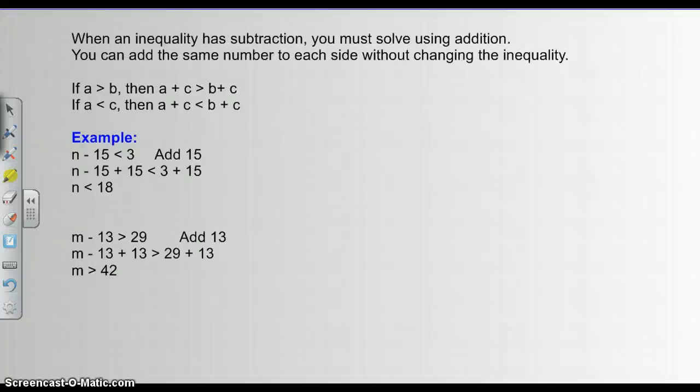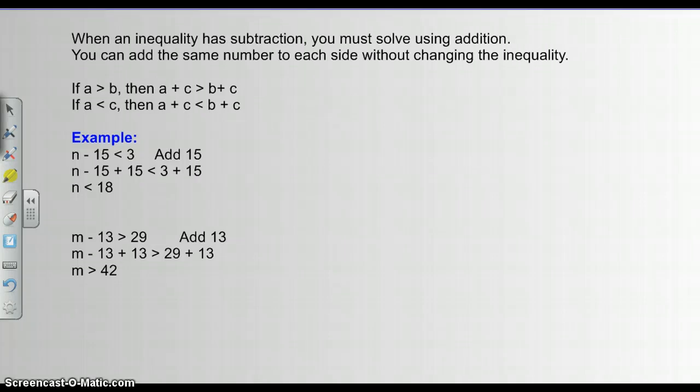When an inequality has subtraction in it, though, you have to solve it by using addition. See, we're using the opposite kind of operations. We're undoing the operations that are there. Just like subtraction, you can add the same number to each side and you don't change the inequality at all. So the property says if A is greater than B, then A plus C is greater than B plus C. If you have an inequality and you add a number to it, it is not going to change the inequality. And it doesn't matter whether that inequality is a greater than or a less than inequality. It will stay true as long as you're adding the same number to both sides.